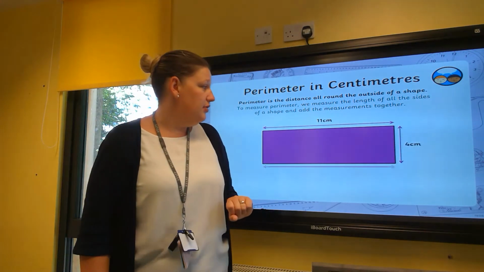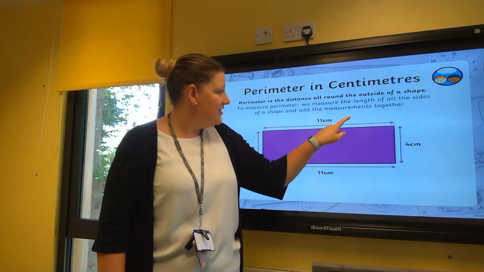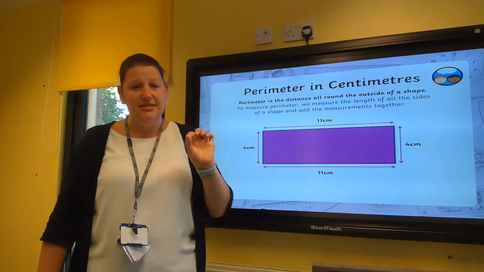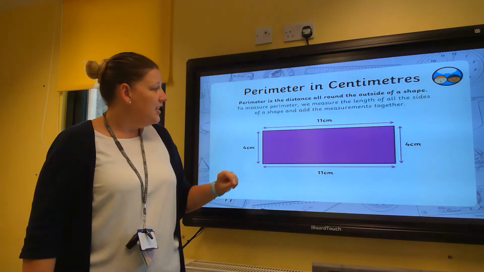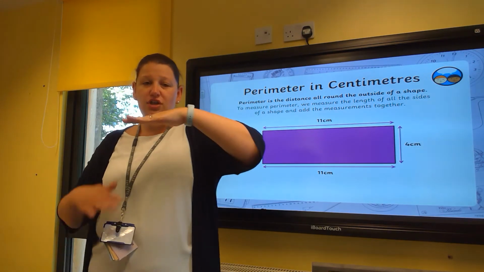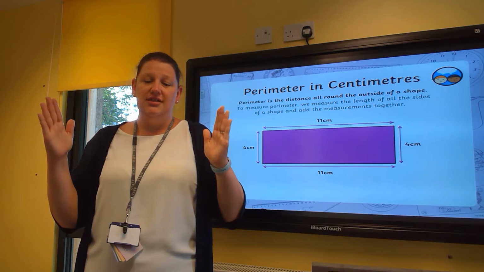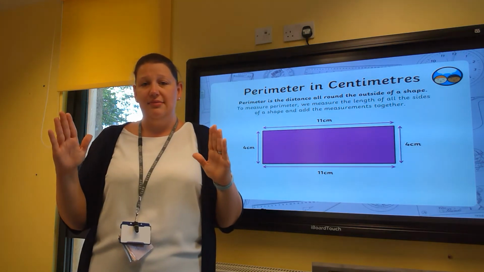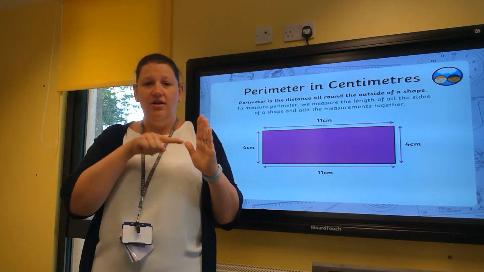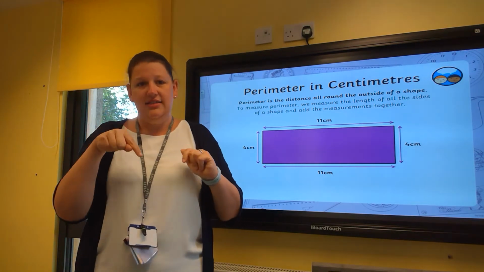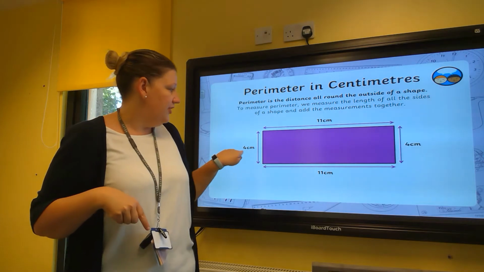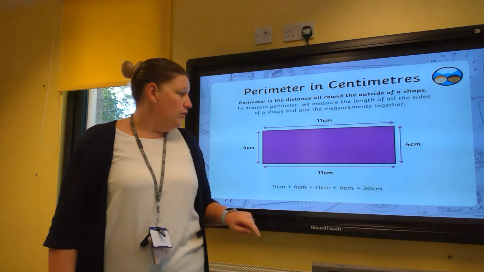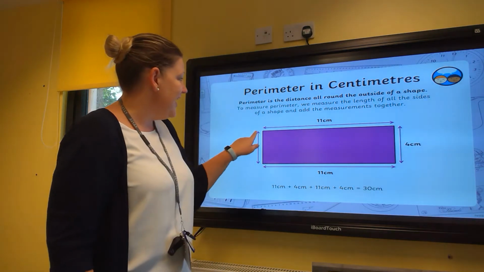Okay, so for example, my rectangle here is 11 centimetres and 4 centimetres, 11 centimetres, 4 centimetres. So I'm measuring centimetres at the moment. So I know that with a rectangle I have 2 longer sides and 2 shorter sides, and the 2 longer sides are the same length and the 2 shorter sides are the same length. Okay, so they are identical and they are identical. Okay, so 11 and 11, 4 and 4. So in order to be able to find the perimeter, I need to add all that together.